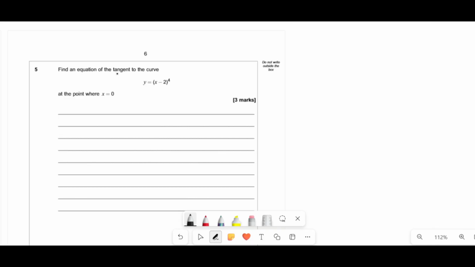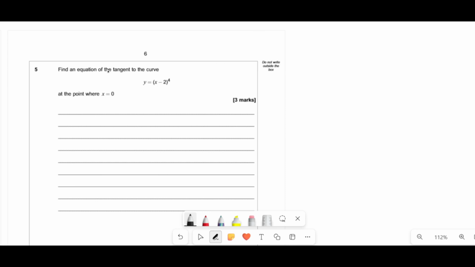Next, it says find an equation for the tangent of this curve, and it's y equals x minus 2 to the power of 4. So whenever you have a curve, because the steepness is always changing, the gradient is always changing. So that's why we do dy by dx to find the gradient function, to find out what the gradient is at any point. Whenever you have a tangent to a curve, at the exact point they're touching, the gradient of the tangent will be the same as the curve, right?